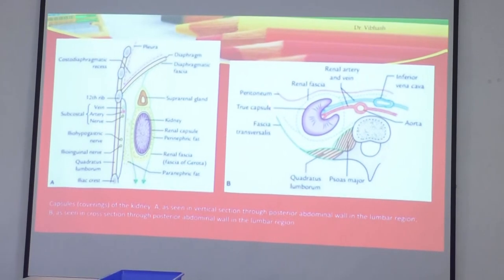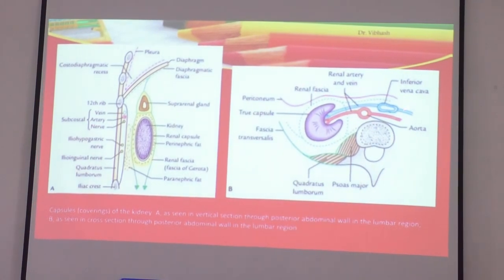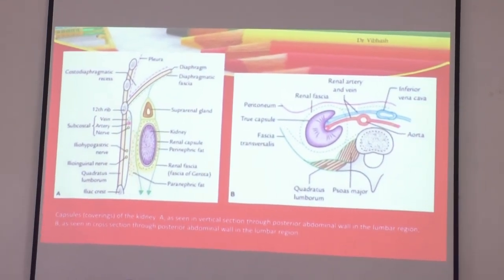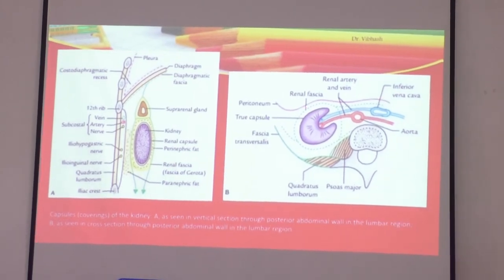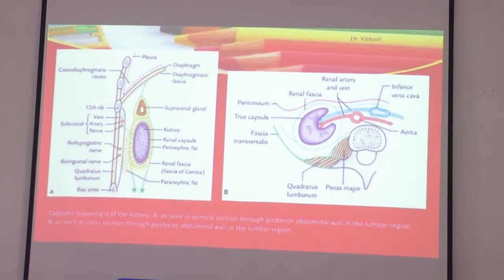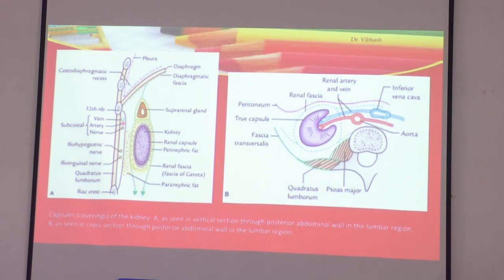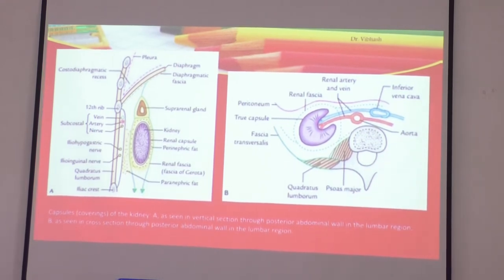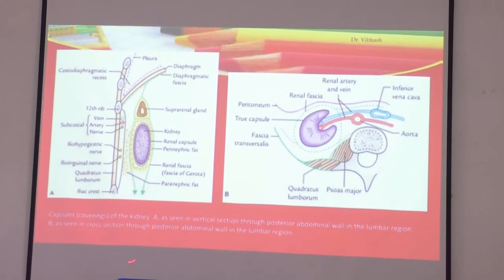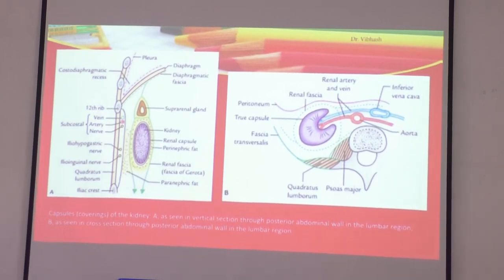Laterally, the two layers are fused and then continue as the fascia transversalis. Medially, the anterior layer passes in front of the aorta and IVC and fuses with the layer of the opposite side. Posteriorly, it fuses with the fascia covering quadratus lumborum and psoas major. Okay, understood? So, this is the medial and lateral reflection. Superiorly, it is attached with the diaphragmatic fascia. Inferiorly, the posterior layer is attached with the fascia iliaca. The anterior layer is lost in the pelvis.